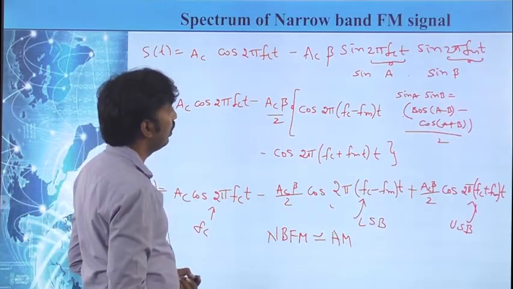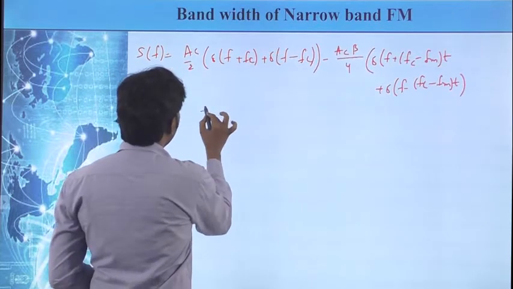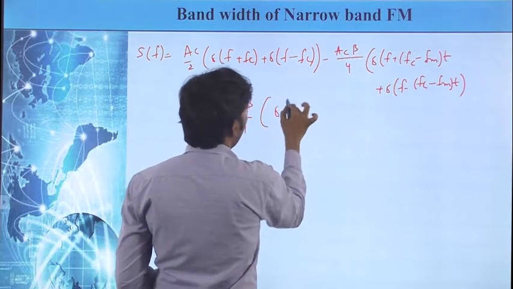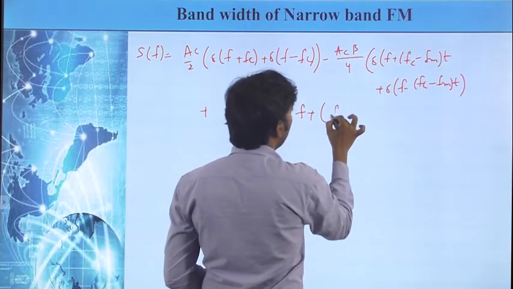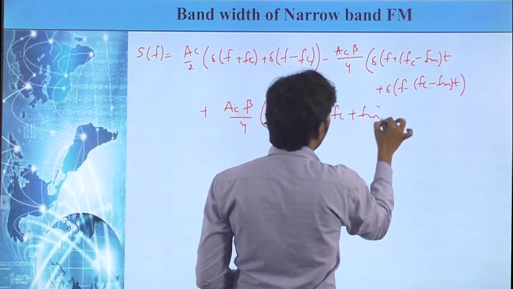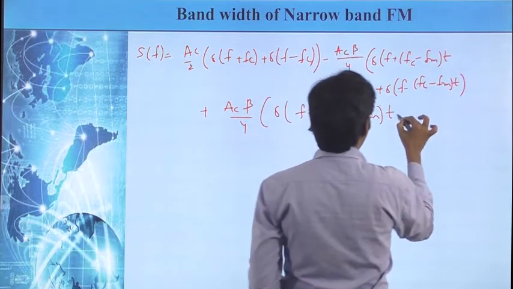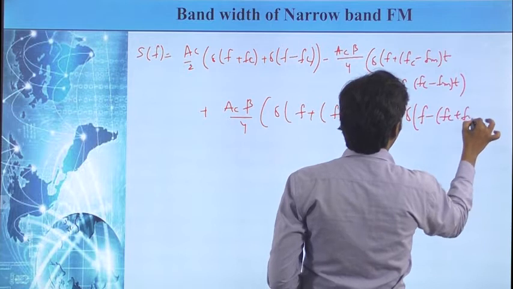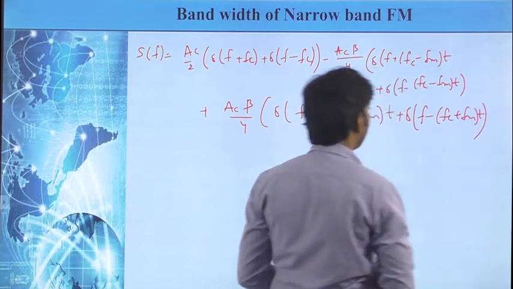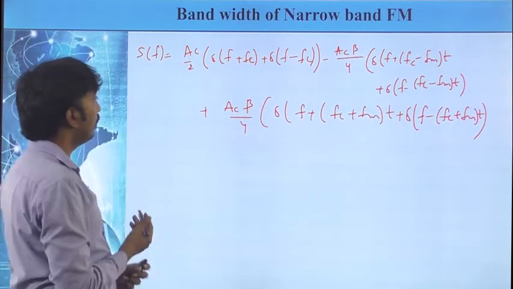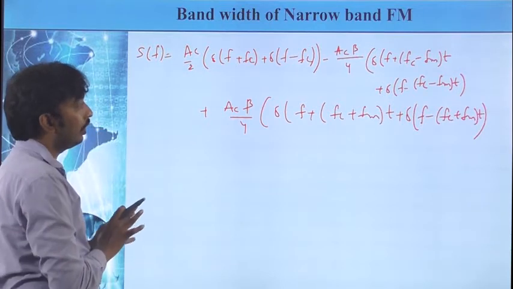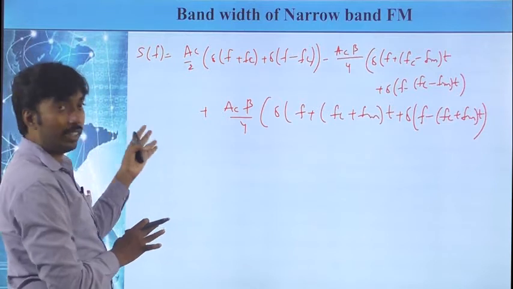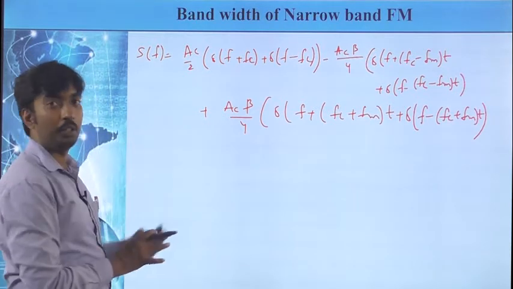Now plus Ac beta by 4 δ(f plus (fc plus fm)) plus δ(f minus (fc plus fm)). Now this is the entire modulated signal in the frequency domain.